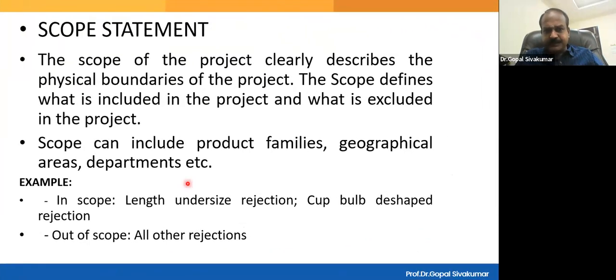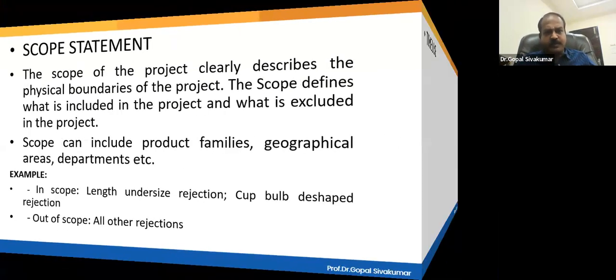Scope statement. Here in this particular problem, it's again a manufacturing related project. You can see length undersize rejection. Rejections due to length undersize and cup bulb D-shaping, they are considered. All other rejections are not considered because within the same shop floor, different types of rejection happens. So our project is addressing only 2 rejections, right? So this is scope statement, in scope and out scope.